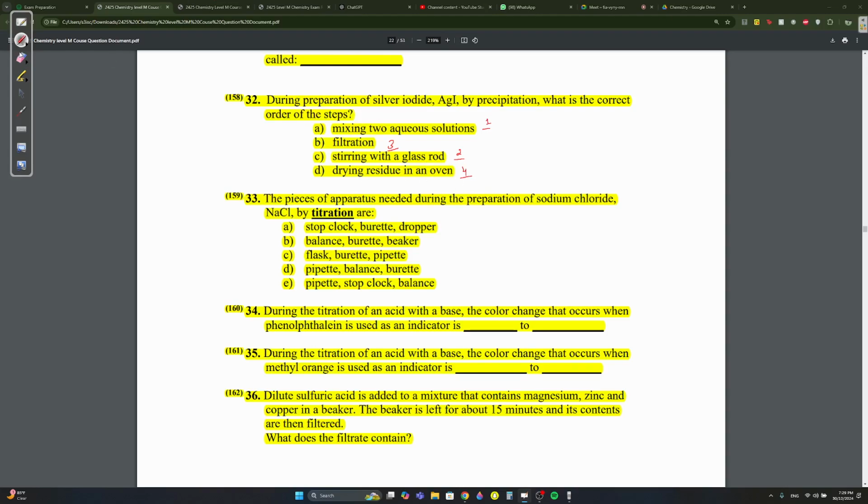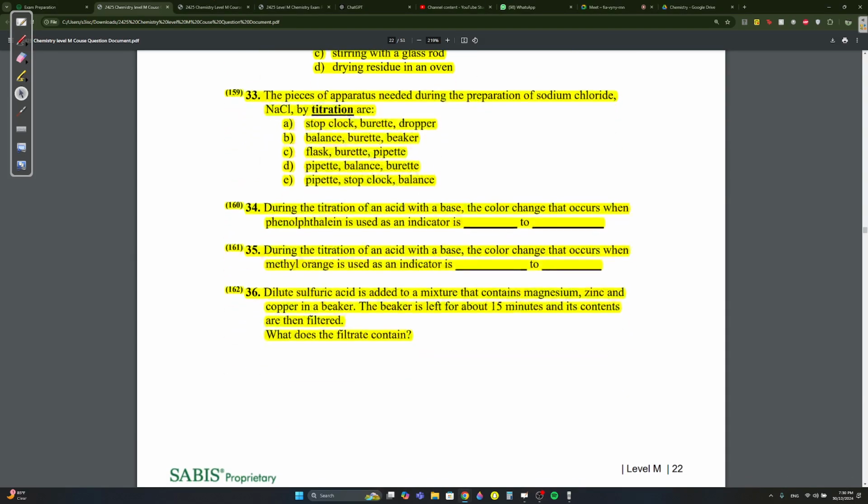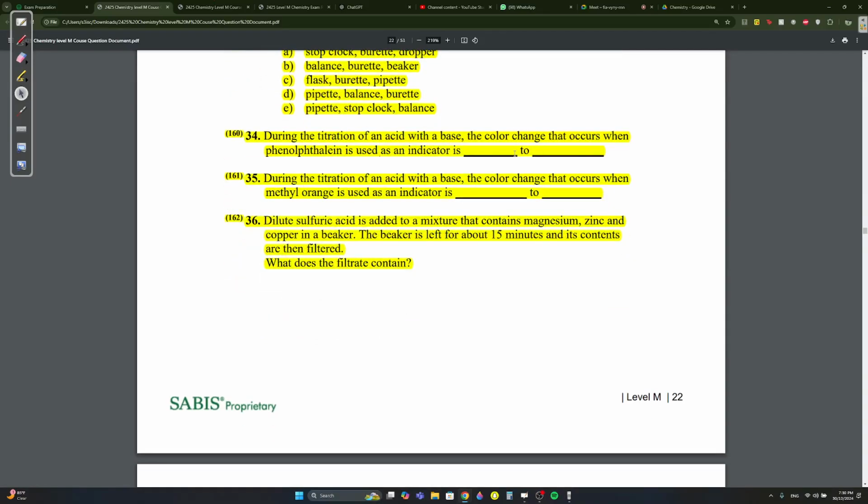The pieces of apparatus needed during the preparation of sodium chloride, NaCl, are what? Obviously, it's going to be C, okay? This comes every exam.